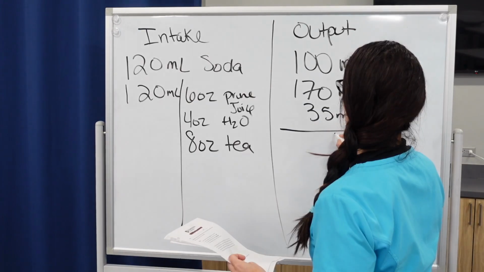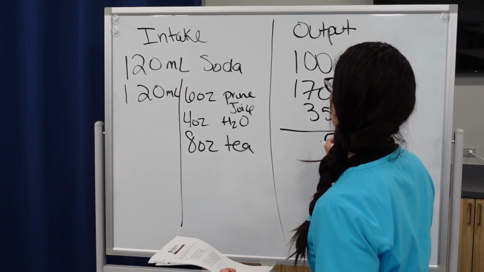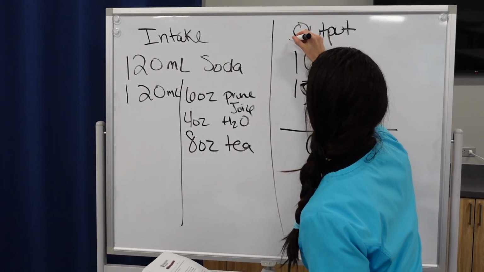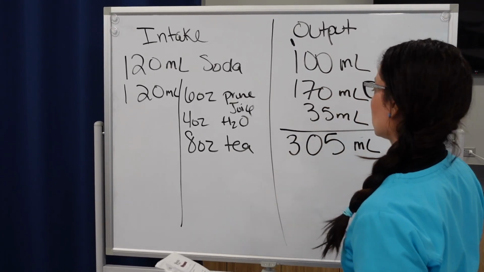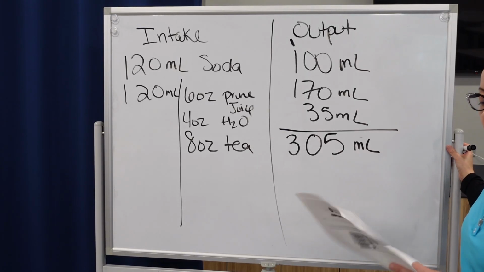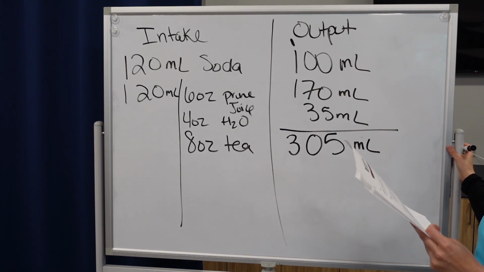So their output, 100 plus 170 plus 35 is 305 milliliters for output. Now, for intake, we're done with intake.